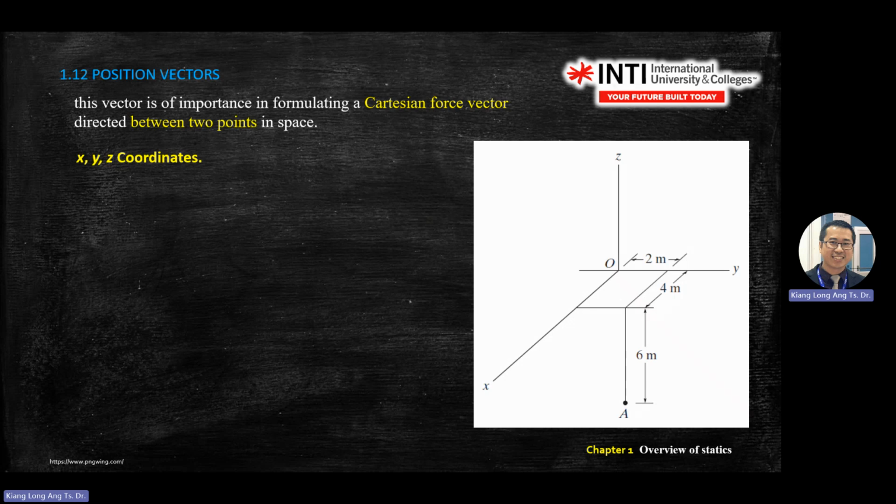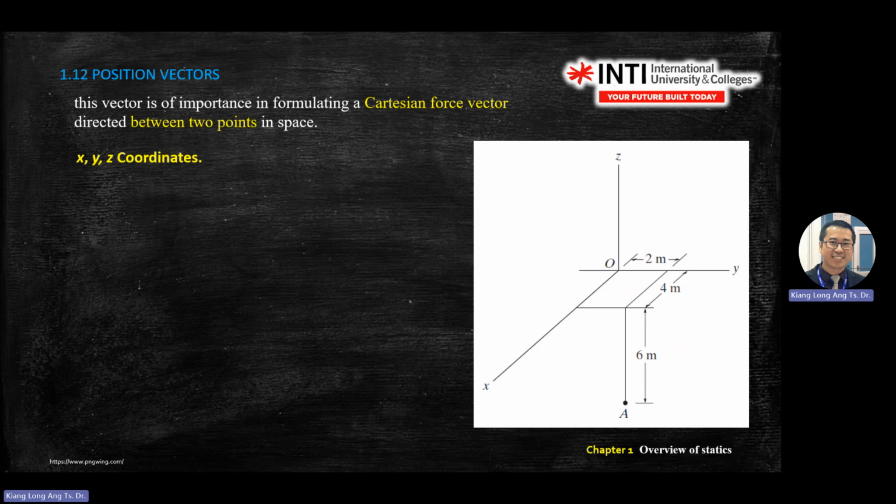So let's say you have an x-axis, y-axis, z-axis, and then there's a point A over here. How do you put A in the coordinate system? How do you write A's coordinate? How do you tell people that A is at here? So in a coordinate system, you write A with brackets.